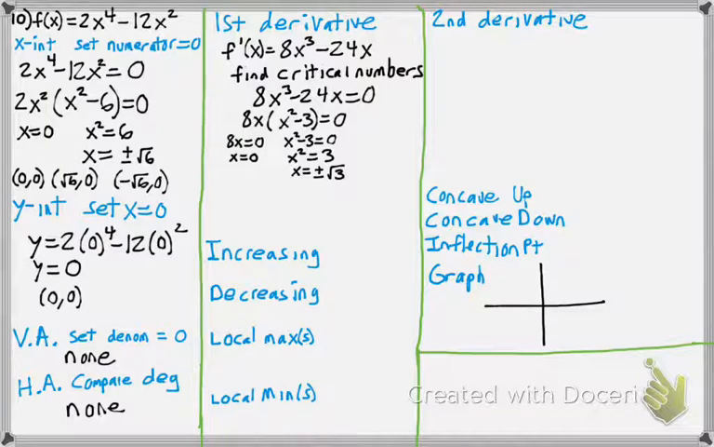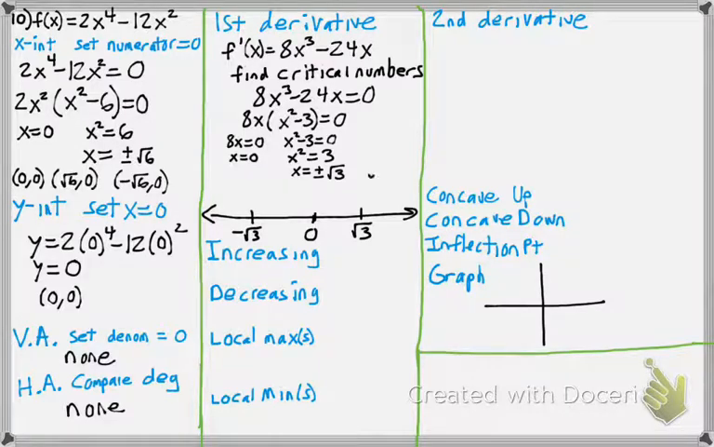And I need to make a number line. Let's see if I have enough room here. So I'm going to put my critical numbers on the number line. So negative square root of 3, 0, and square root of 3. And I need to find test values.